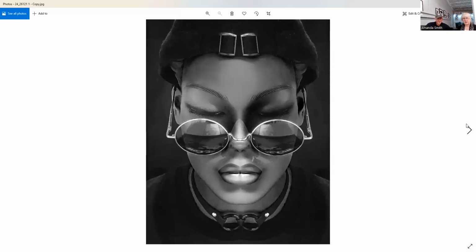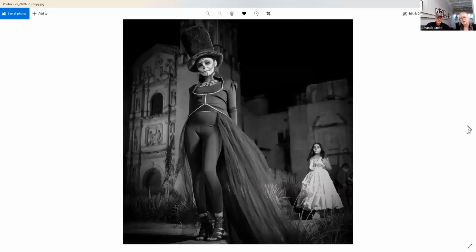This image is by John Deephouse. He lives in Lansing, Michigan. It's called Emerging from the Shadows. John has had many images in the gallery before. Lovely.